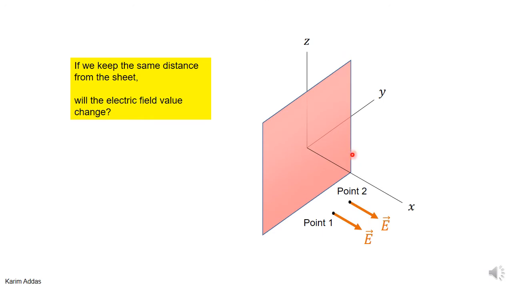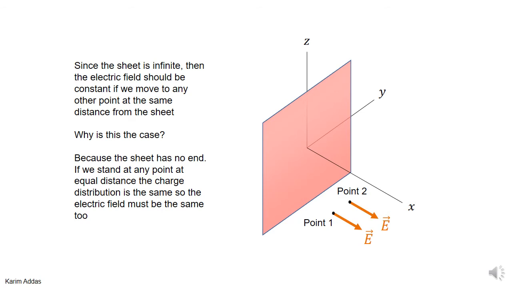So another thing we can think of: if you keep the same distance away from the sheet and you move from point 1 to point 2, keeping the distance the same, you expect the magnitude of the electric field to be the same. And the reason is because when you move from point 1 to point 2, everything looks exactly the same. The sheet is infinite, so you don't get closer or farther away from the ends of the sheet because there's no end. It's completely infinite.